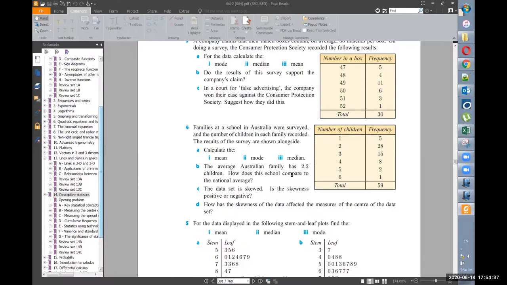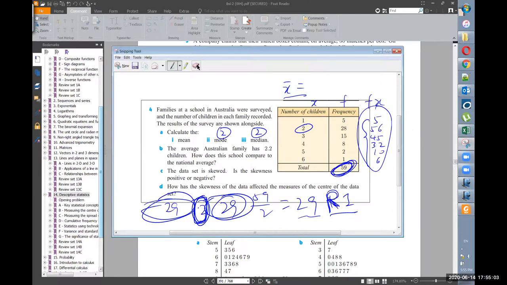All right, so the data set is skewed. Is the skewness positive or negative? Can you tell it's skewed to the left, right? Can you see it's more concentrated at 1 and 2? What do I mean by that? It's this.